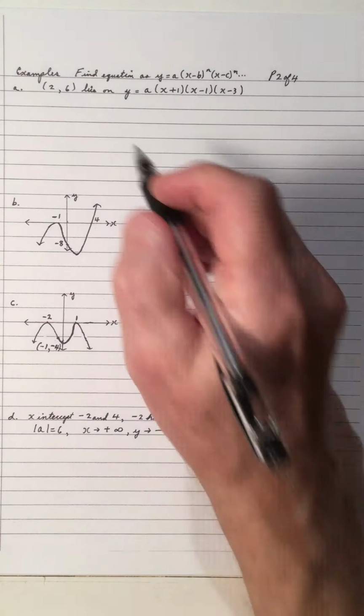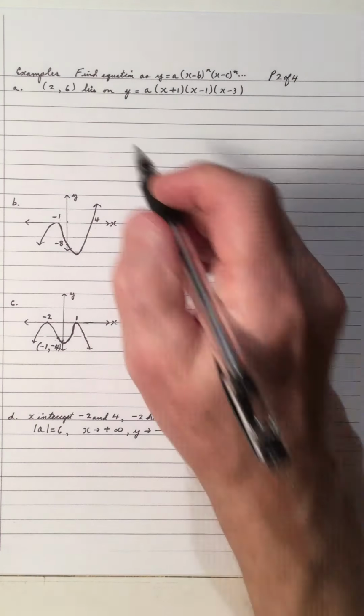Examples: find the equation as y equals a, x minus b to the n, x minus c to the n, etc. Notice n can be a 1, a 2, a 3, or 4 power. So that's why we have an n here. It's just brackets to a 1. So let's do this one.